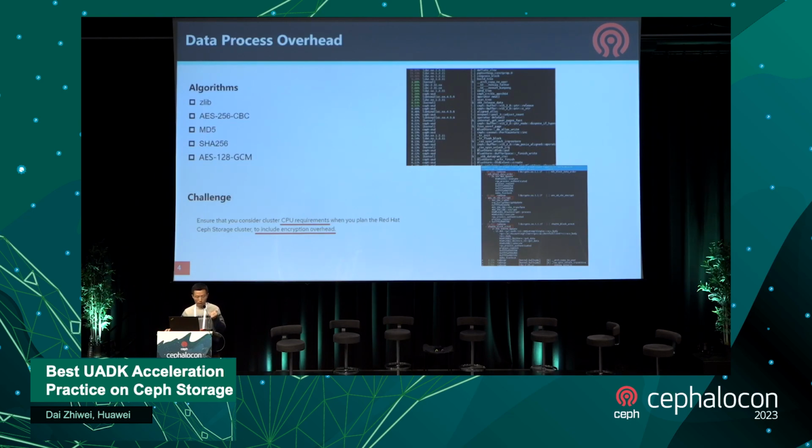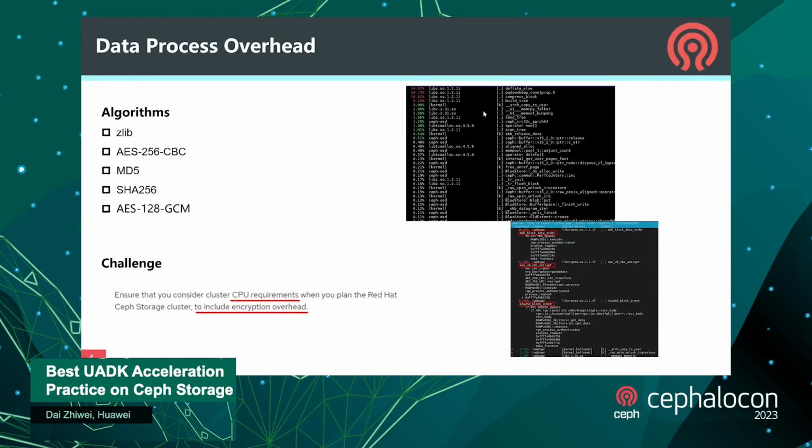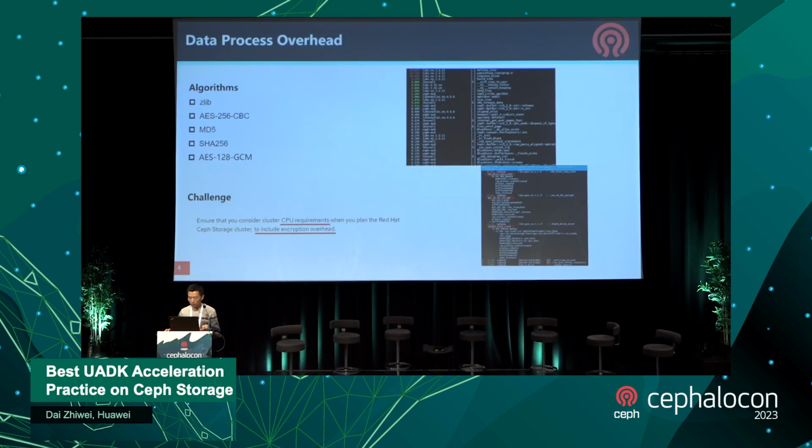Look at this picture. When BlueStore zlib compression is enabled, the zlib hotspot is over 70% of the OSD daemon. The other one is the perf top of RGW. When server-side encryption is enabled and a client uploads an object to Ceph, the hotspots are MD5, AES, and SHA. Okay, the challenge is how can we offload this overhead and optimize it?